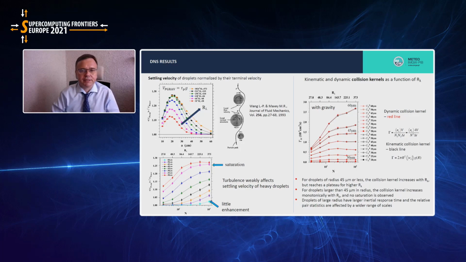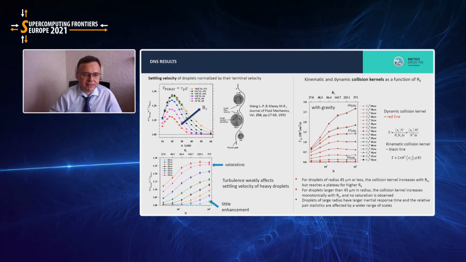Now I want to tell you something about the results. On the left side, you see two figures. Those represent the average settling velocity in the computational domain divided by the terminal velocity. Terminal velocity is the settling velocity of the droplets in stagnant air. For low inertia droplets, it's one. That's because small droplets behave like fluid elements, and the average velocity in the domain is 0, so there is no increase.